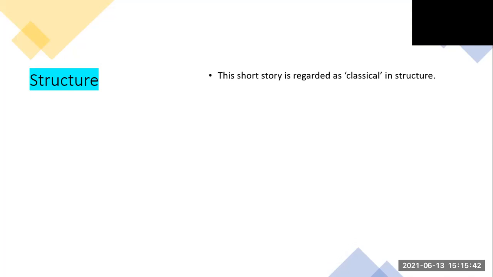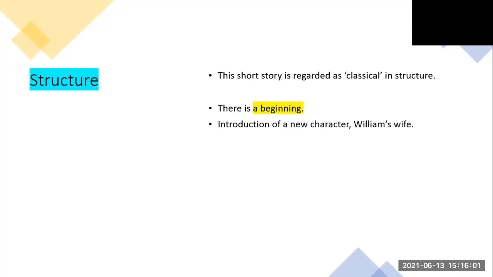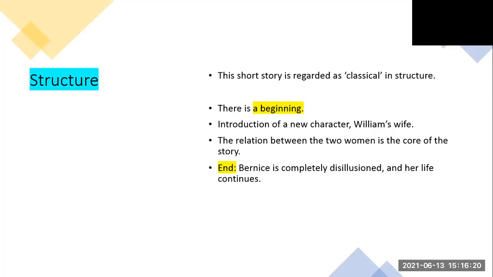Now, this short story is regarded as classical in structure. What do we mean by classical? There is a beginning. The doorbell rings, and we know that Bernice is expecting William. We are introduced to a new character, and this is William's wife. The relation between the two women is the core, the center of the story. Then comes the end, when Bernice is completely disillusioned and her life continues. So there is a beginning, middle, end. That's why we call this a classical structure, according to Aristotle.